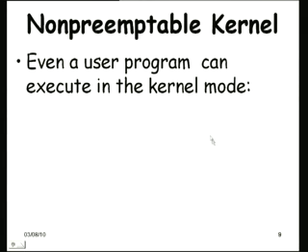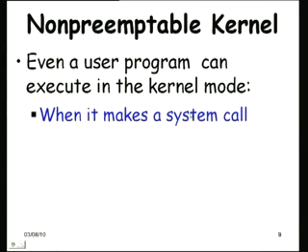Now, let us look at the non-preemptable kernel. Let us investigate why this was necessary in Unix, and can it be overcome, in what way. So, we had said that even a user program can execute in the kernel mode. How is that? How can a user program run in the kernel mode? Yeah, by making a system call, the user program runs in the kernel mode by using a software trap, right, a software interrupt.